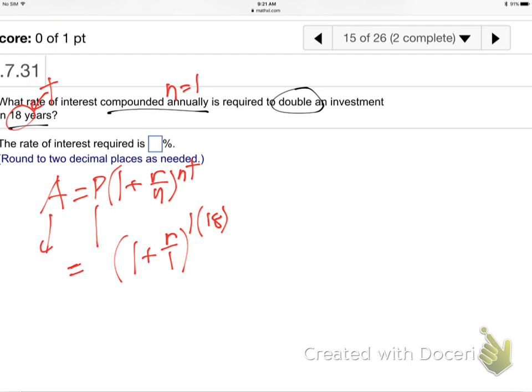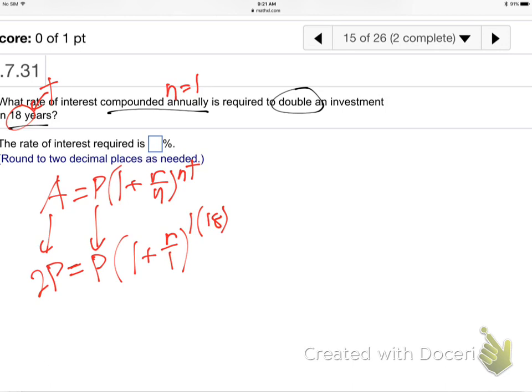Doubling in interest. Yeah, like 2 times. Doubling is 2 times. So what should I do? 2P? Is it 2P? What is A? P is 2P and P, like that? Yeah, that's exactly it.